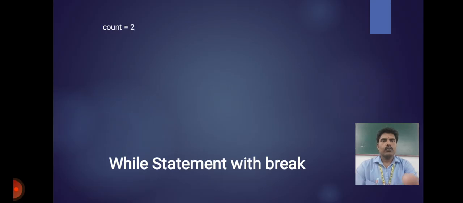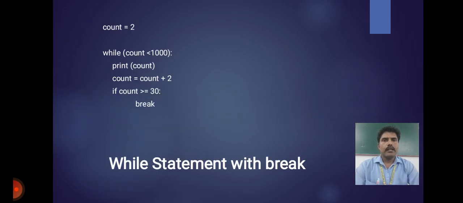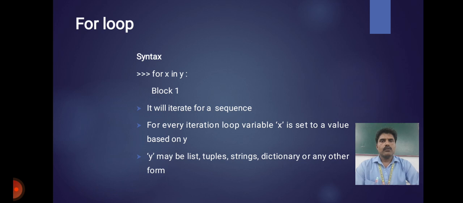So we are going to stop when the value reaches 1000. We can also add: while count is less than 1000, print count and the count value equal to count plus 2. Then if the count value is greater than or equal to 30, we are going to break the statements. So this is the while loop. It is used for n number of times.